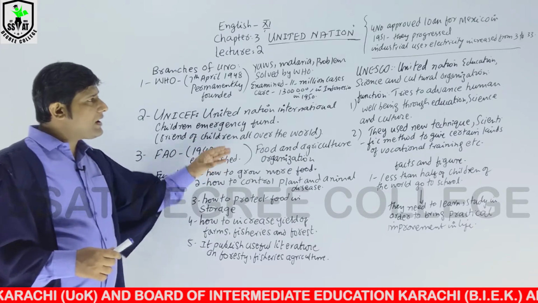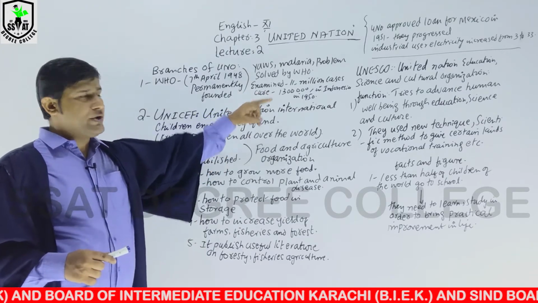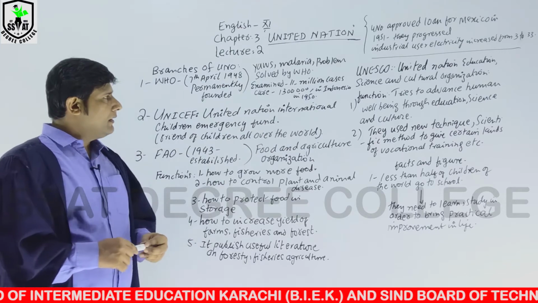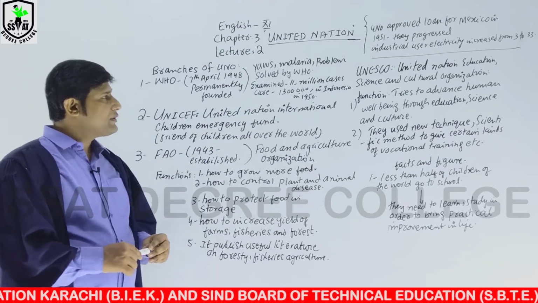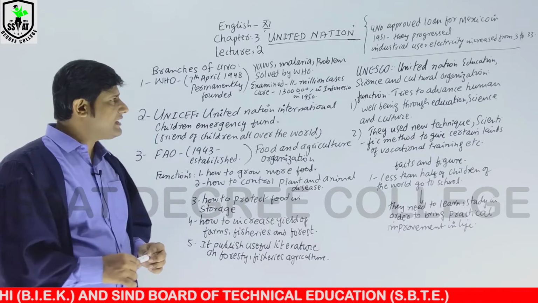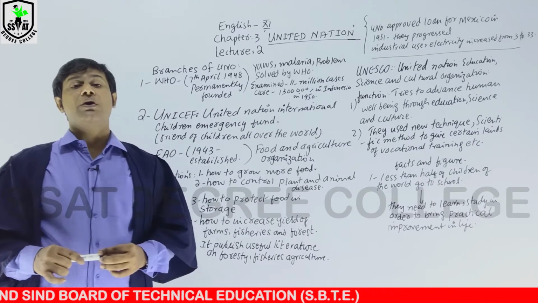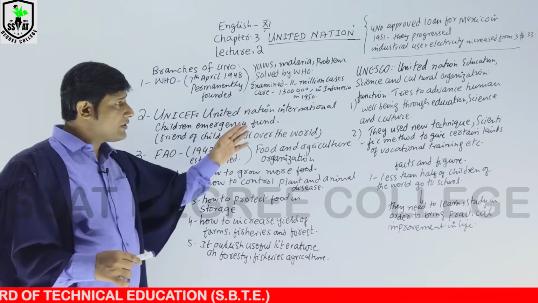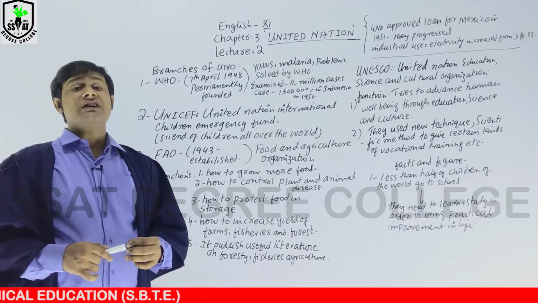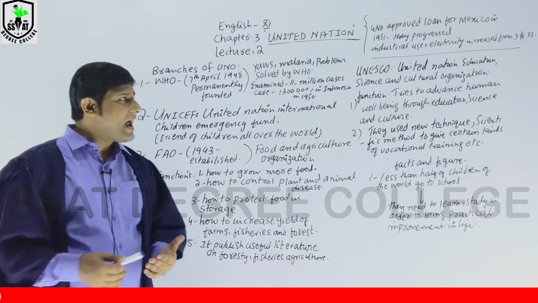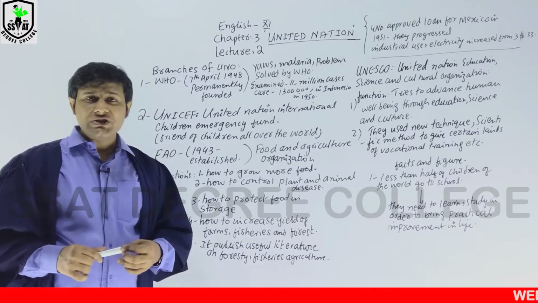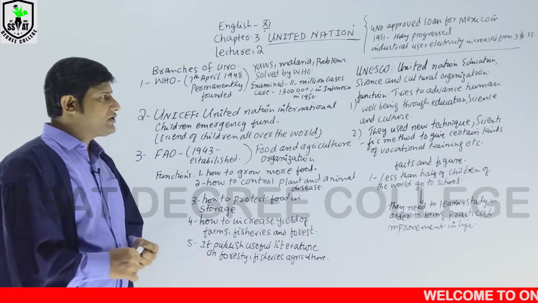So later on, another branch is UNESCO. UNESCO stands for United Nations Education, Science and Cultural Organization. Now the function of UNESCO is to try to advance human well-being through education, science and culture.